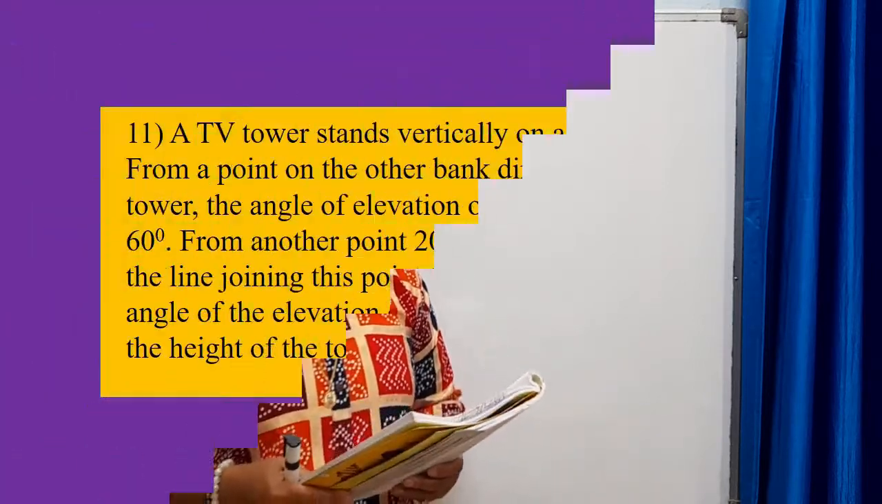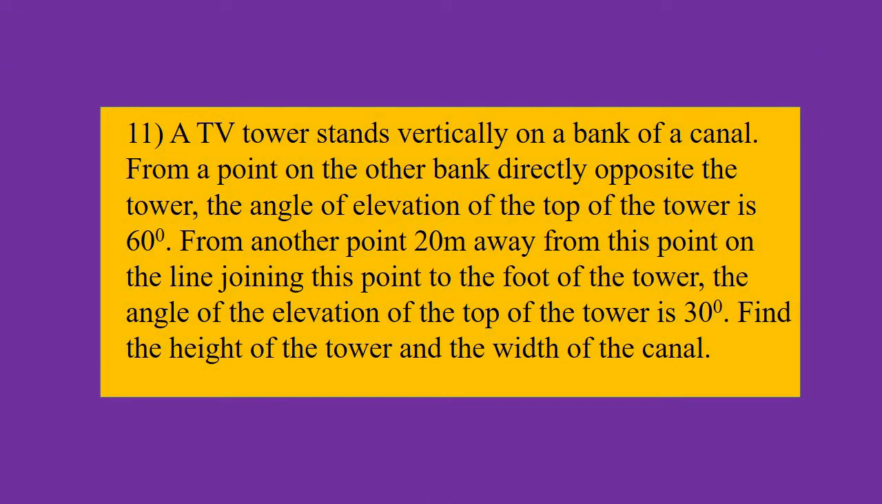11th problem. A TV tower stands vertically on the bank of a canal. From a point on the other bank directly opposite to the tower, the angle of elevation of the top of the tower is 60 degrees. From another point, 20 meters away from this point, on the line joining this point to the foot of the tower, the angle of elevation of the top of the tower is 30 degrees. Find the height of the tower and the width of the canal.